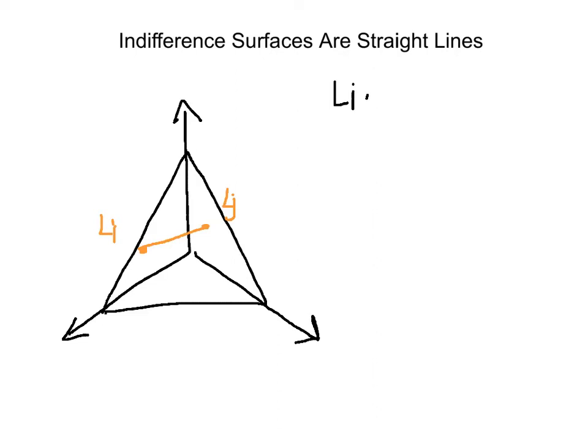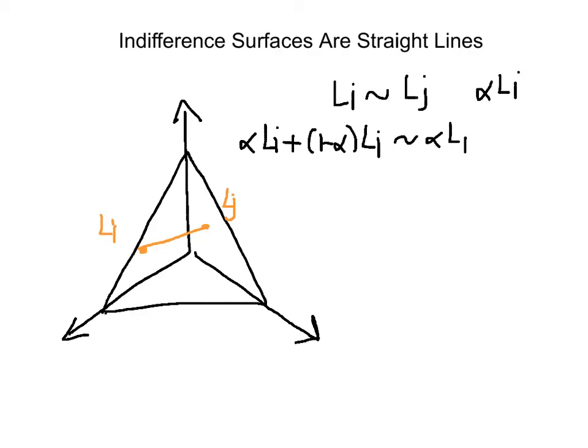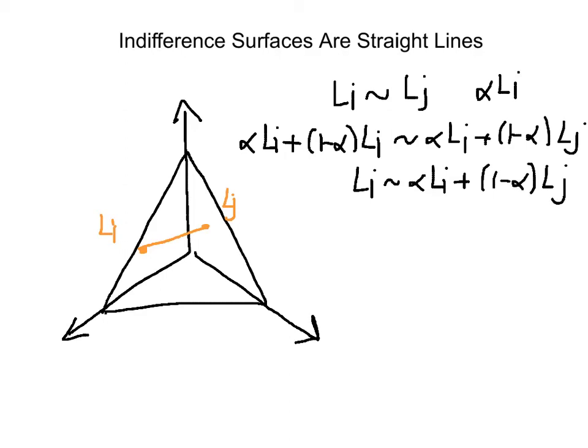So we start with Li and Lj being indifferent, and we can now combine them with a third lottery. Let's pick Li as a third lottery. So the third lottery happens to be Li, and we add alpha Li to both sides. So what do we get? The left side is simply Li. The right side is unchanged.